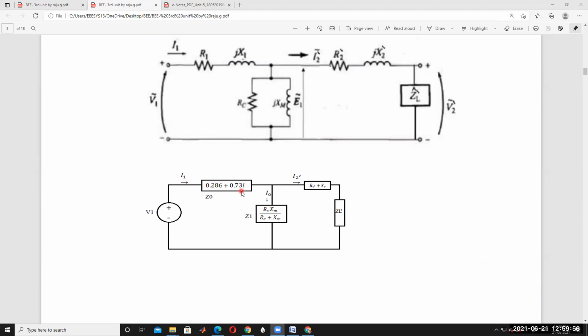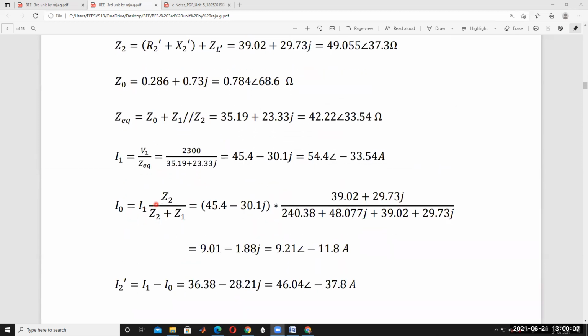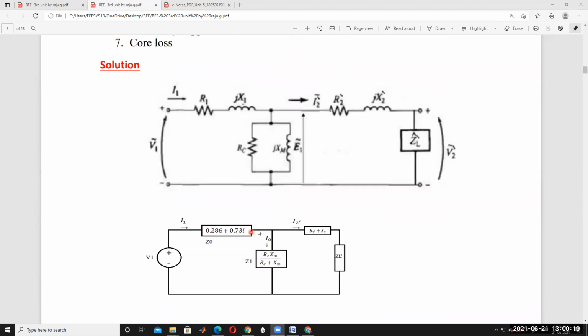Don't include this resistance because the current is not dividing in Z0. Only the current I1 is dividing into I0 and I2 dash. So here I0 is equal to I1 into Z2 divided by Z1 plus Z2. Don't consider Z0, because current is not dividing in Z0. Current is dividing in Z1 and Z2 only, in this branch only. In Z0 the current is not dividing.